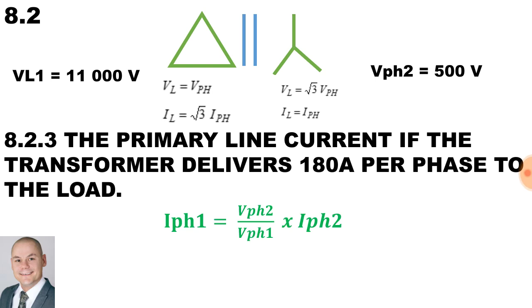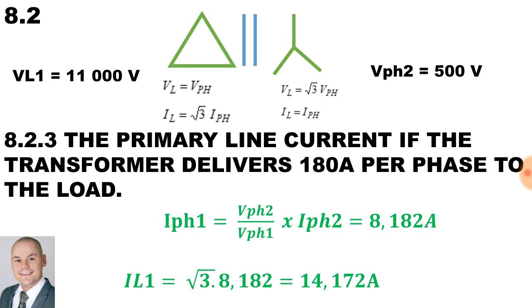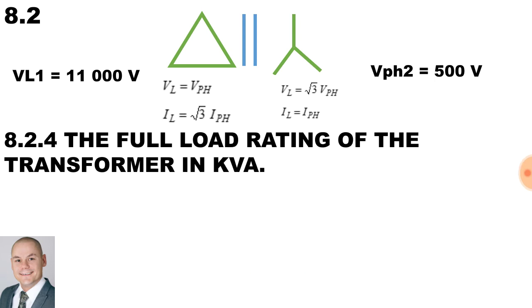I phase 1 will be equal to V phase 2 over V phase 1 multiplied by I phase 2. And that will give us 8,182 amps. Now we can calculate the primary line current. To calculate the primary line current, it will be square root 3 multiplied by the phase current. Therefore, the line current on the primary side is 14,172 amps.